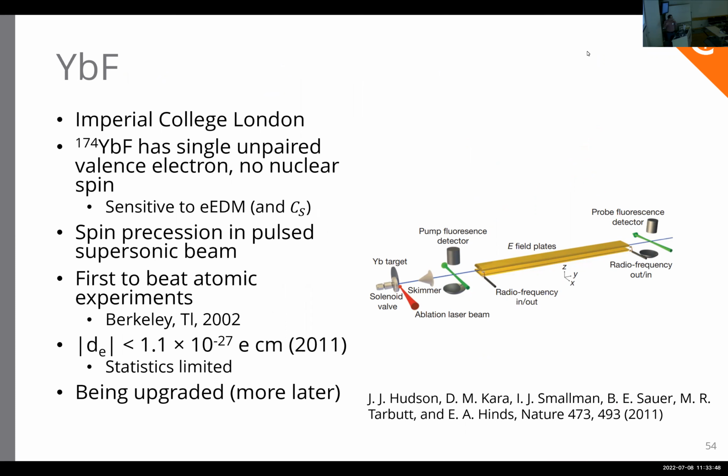Ytterbium fluoride is the first experiment I'll talk about. This is an experiment based out of Imperial College London. They used the 174 isotopolog of YbF. 174Yb has no nuclear spin, so it's not sensitive to any nuclear shift moments or nuclear stuff, but it does have an unpaired electron spin, so it's sensitive to the electron EDM and also this other CP violating electron nucleon interaction that I briefly mentioned.